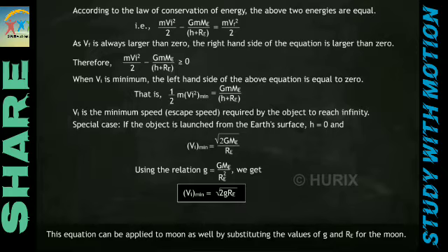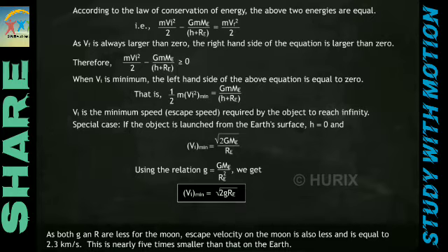This equation can be applied to the Moon as well by substituting the values of g and Re for the Moon. As both g and R are less for the Moon, escape velocity on the Moon is also less and is equal to 2.3 kilometers per second. This is nearly 5 times smaller than that on the Earth.